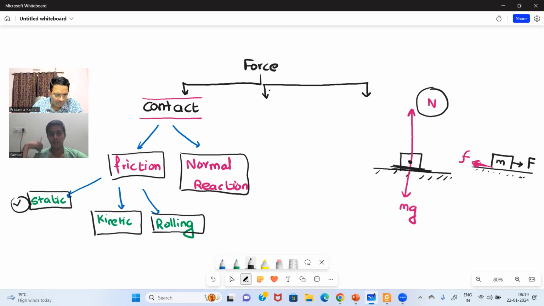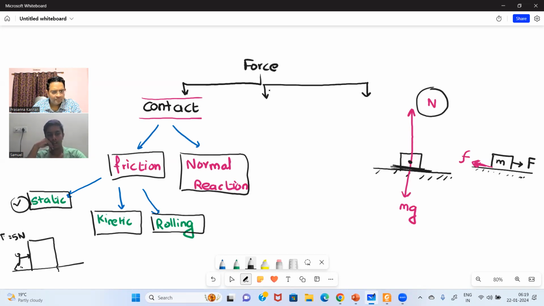So now what happens is, let's say you have an almirah or a bureau, and you're taking some effort to push it. Let's say you're applying 5 Newton force and the object is not moving. Correct? Why is it not moving?